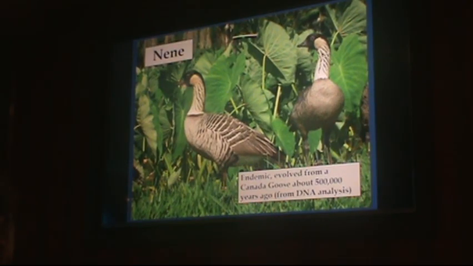Here's a bird. This is endemic, only found on the islands of Hawaii. You can look for these. These are nene. Talked a little bit about these yesterday or the day before.